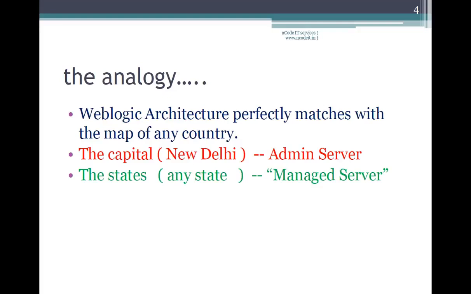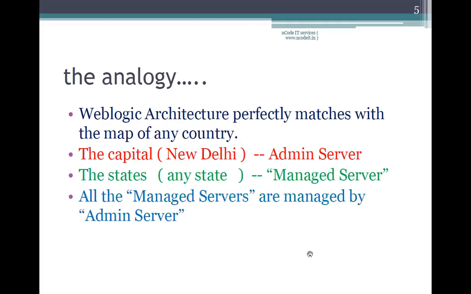All right. So there is an admin server. There are n managed servers. Then all these managed servers are managed by your admin server, just like in a country. Just like in a country, you have states and a capital. Your states have independent rules at local level, and the overall administration happens from a centralized capital. The same way here, managed servers are capable of running on their own, but there are certain centralized services like authentication that do happen from the admin server.